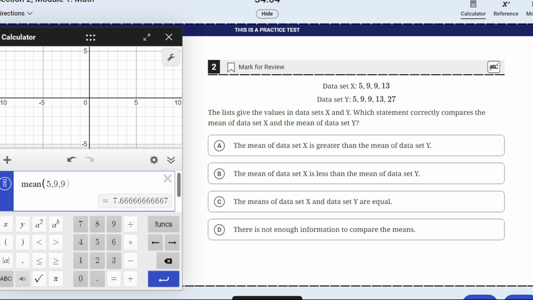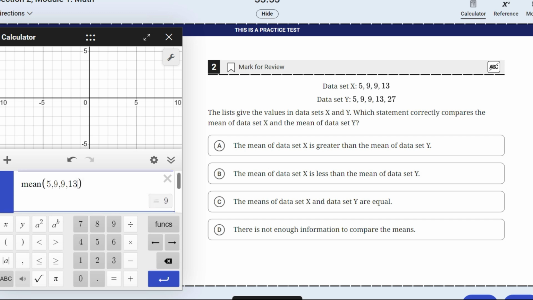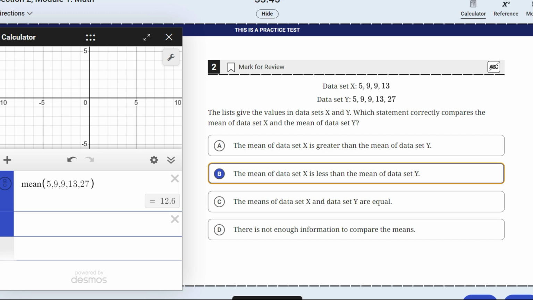And it would be easy to compare and pretty fast because the only difference between these two sets is one number. Once you have the first value, it's 9, the mean of data set X. For the second value, you just have to add the number 27, and this is how you get the second mean, which is obviously greater.